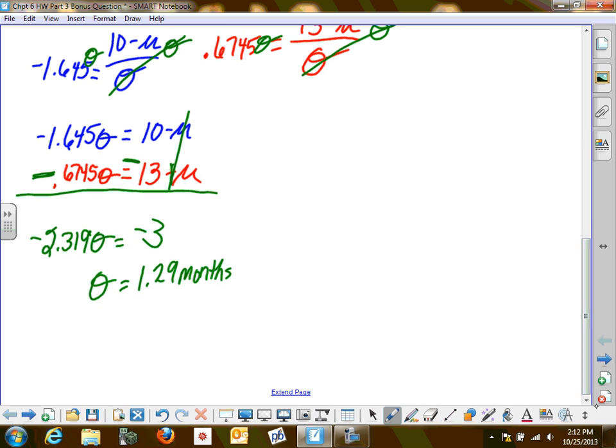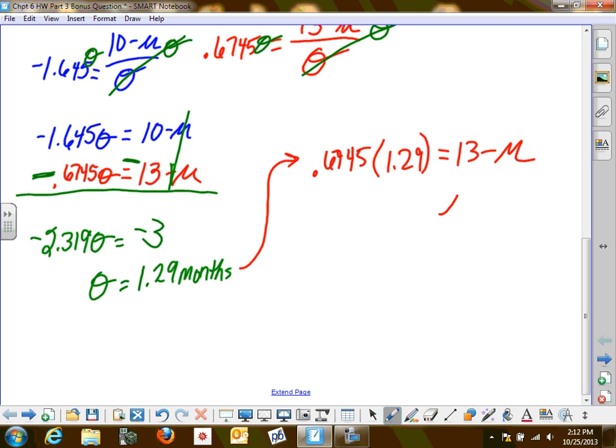All right, let's finish this out. How are you going to finish it out to get the mean? Pick one of these equations and substitute it in. So I'm going to go 0.6745 times 1.29 equals 13 minus the mu. And when you solve that, you get 12.12 months. So that's saying the average age that babies are walking is around 12 months, and the standard deviation is 1.29.